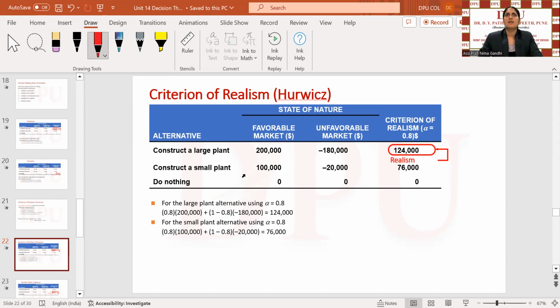Again, for this second row, 0.8 into 1 lakh plus 1 minus 0.8, that's 0.2 into minimum of the row, which is minus 20,000. So you are finding out the value of realism here, and when you are choosing among the different alternatives, you're selecting the alternative with the maximum value of the realism.